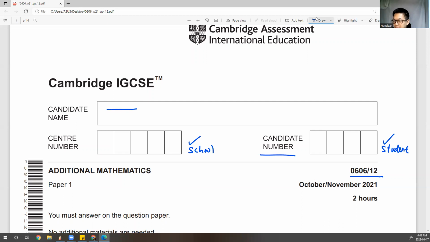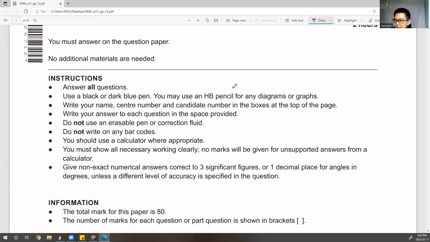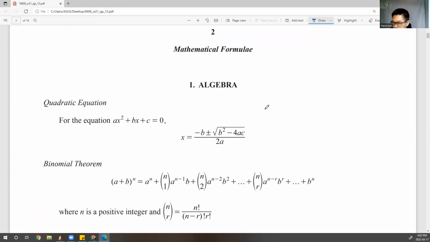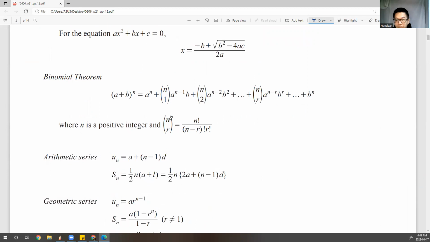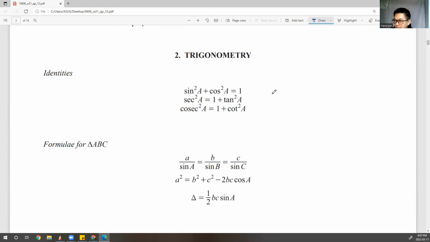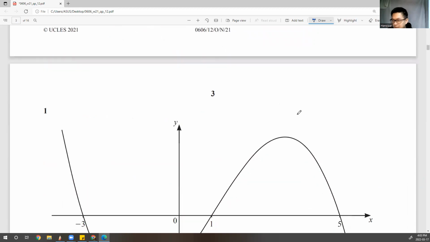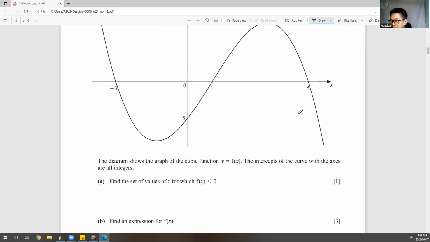Your name will be written in full, in capital letters. Everything is in capital letters. Now we're going to go to the formula. The formula is given, so if you forget, you can go back to the first page to find the specific formula that you think is important to you. And if you forget something, you just go back to page 2.